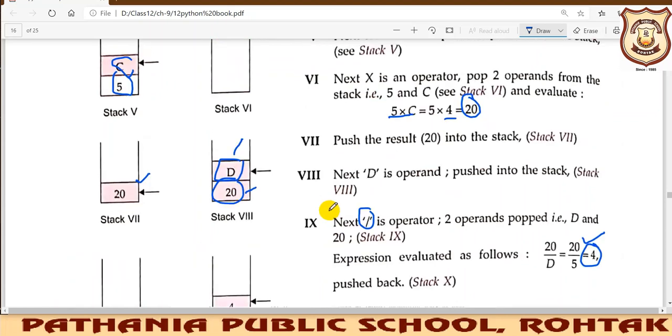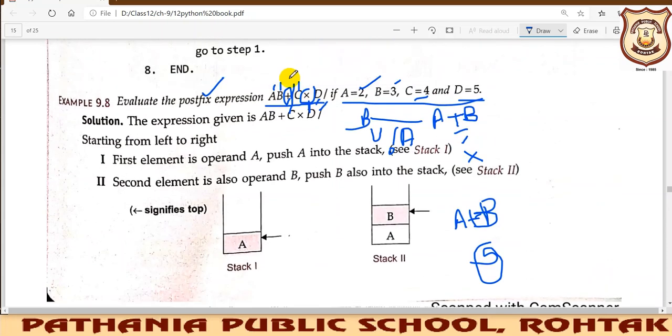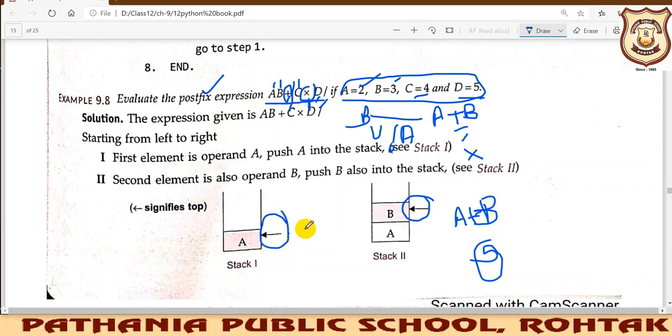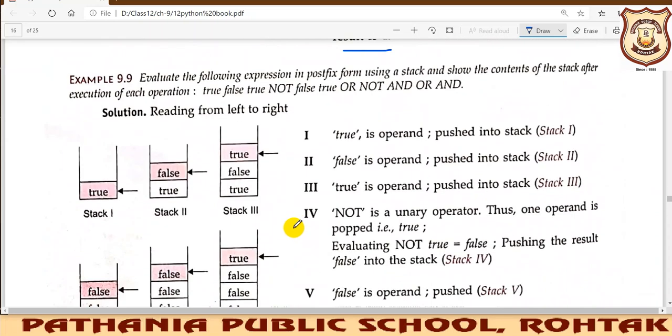So in this way we have evaluated a postfix expression that was given to us, and it is possible only because we have been given the values. Because values are given, we are able to put them, and we are using a stack to evaluate it. Do not forget to indicate this pointer in every stack, otherwise you will not be able to score marks. I hope it is clear to you. Now let us see another example.